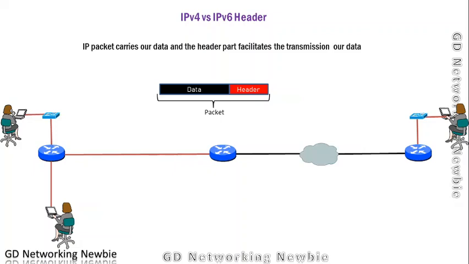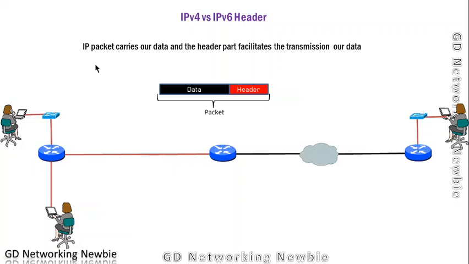Hi everyone. Today we are going to discuss the difference between IPv4 and IPv6 header. So we will discuss the header part of the packet. We all know that an IP packet carries our data, and the header part facilitates the transmission of our data, because in the header part we have the information about the source and destination addresses.